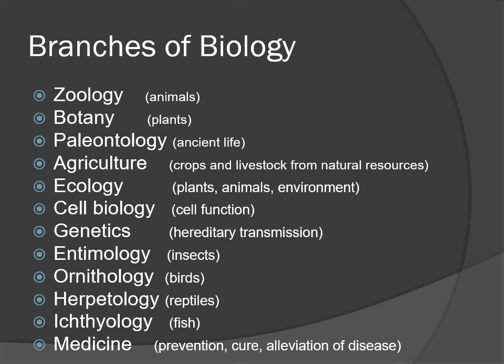What it is actually, though, is crops and livestock are being grown or raised from natural resources, and that's incredible biology right there. Ecology, plants, animals, and their relationship to their environments. Cell biology, what is the function of the cell? Genetics, how about hereditary transmission, right? Entomology, the study of insects. Ornithology, birds. Herpetology, reptiles. Ichthyology, always fun name there, the study of fish.